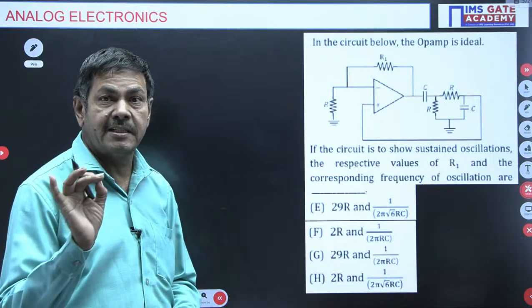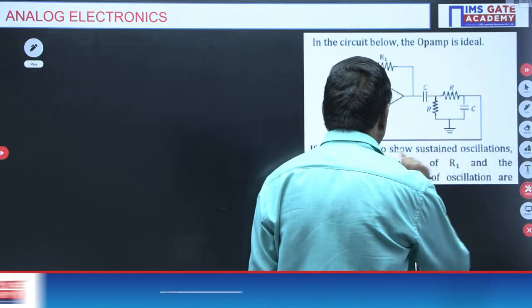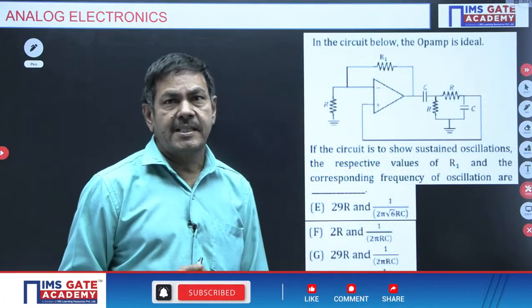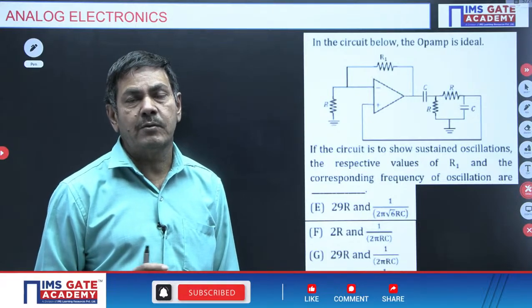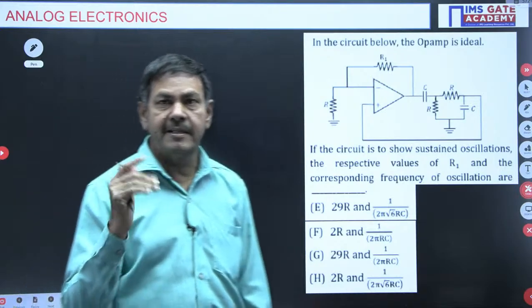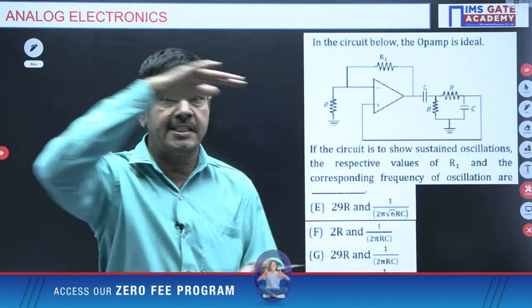Sustained oscillation, that sentence is very important now. The circuit shows sustained oscillations. Sustained oscillations you will get only from oscillators, not from any other circuits. That means the amplitude will be maintained the same.